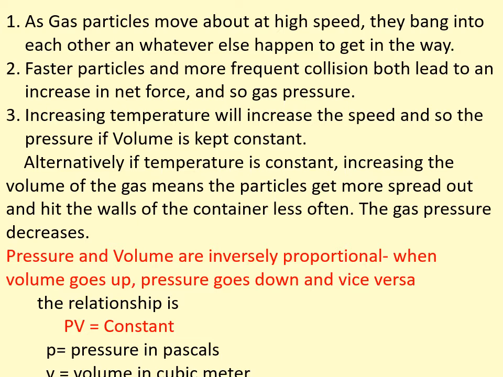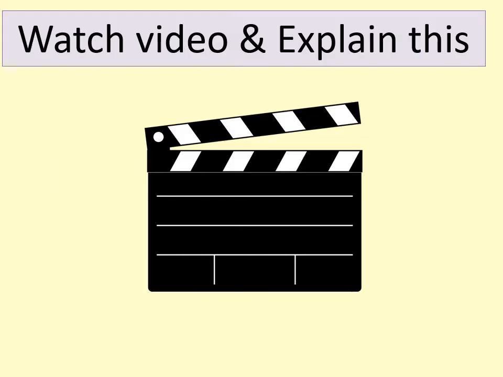And the mathematical relationship is here. PV equals constant, where P represents the pressure, and the unit of pressure is Pascal, and V represents the volume, and the unit for volume is cubic meter. So you can watch this video, and can you explain this? What's happening? There is a change of shape due to an increase or decrease in the pressure, internal pressure or external pressure. So watch this video and come up with your answer, and then we will discuss.